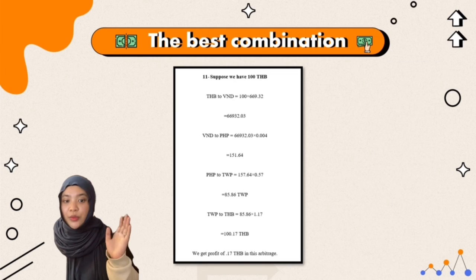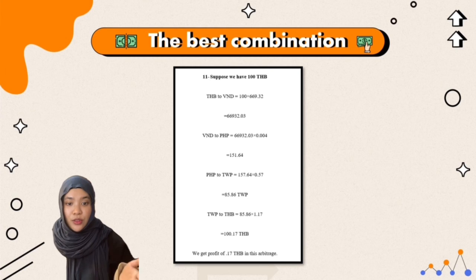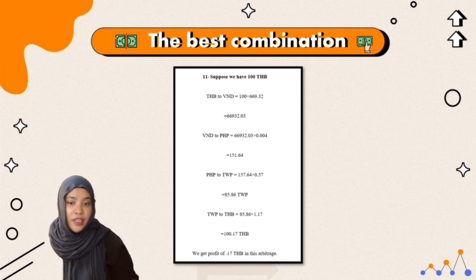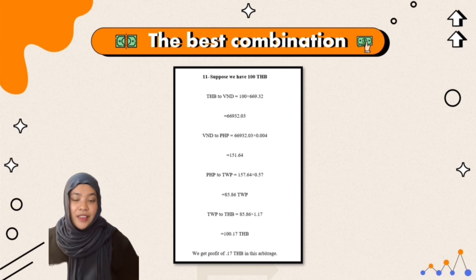So the last one is supposed to have 100 Thailand baht. So Thailand baht to Vietnamese dong to Philippine peso, Philippine peso to Taiwan dollar, Taiwan dollar to Thailand baht. So we got 100.17 Thailand baht. So we got a profit of 0.17 Thailand baht in this arbitrage. So this is a good combination of the arbitrage. So for the conclusion, combination 4 provides us more benefit which will assist us in making a profit. So that's all from me.